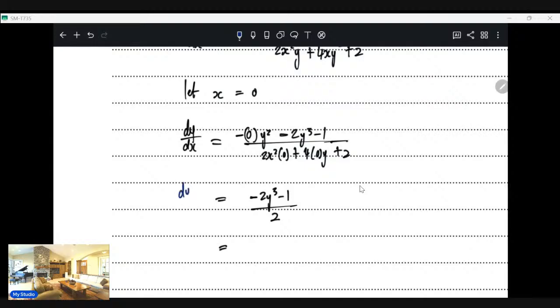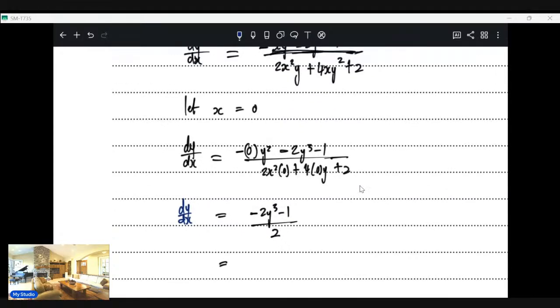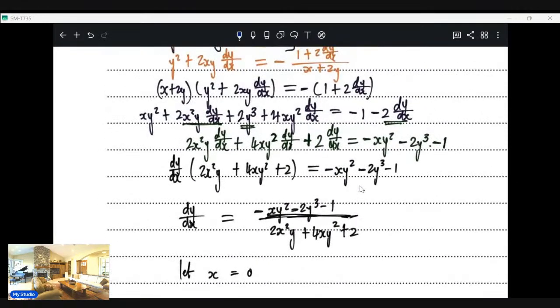This is your dy dx. You need to find the gradient. You see? So here, then you get the gradient. Let me make sure I didn't make a mistake anyway here.